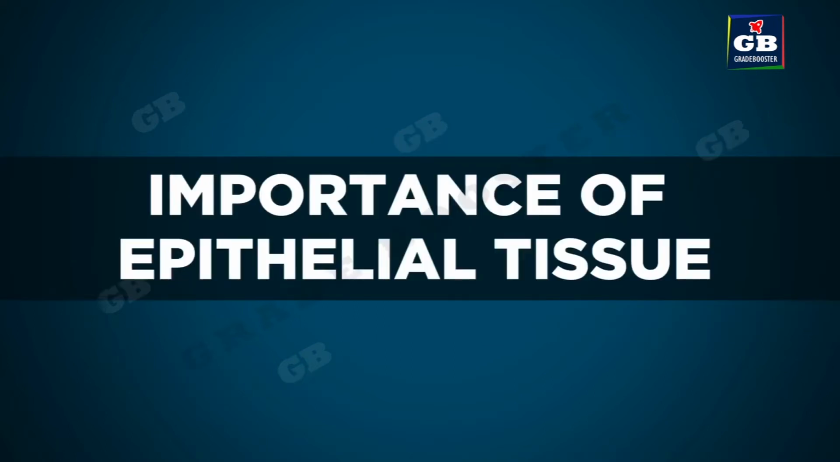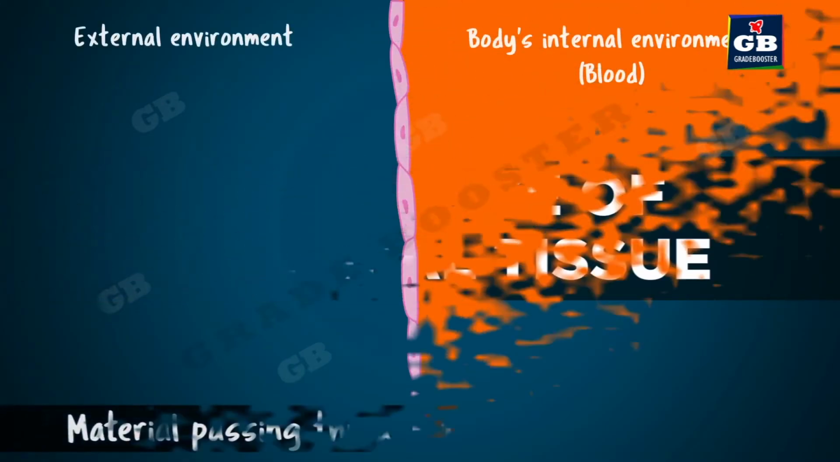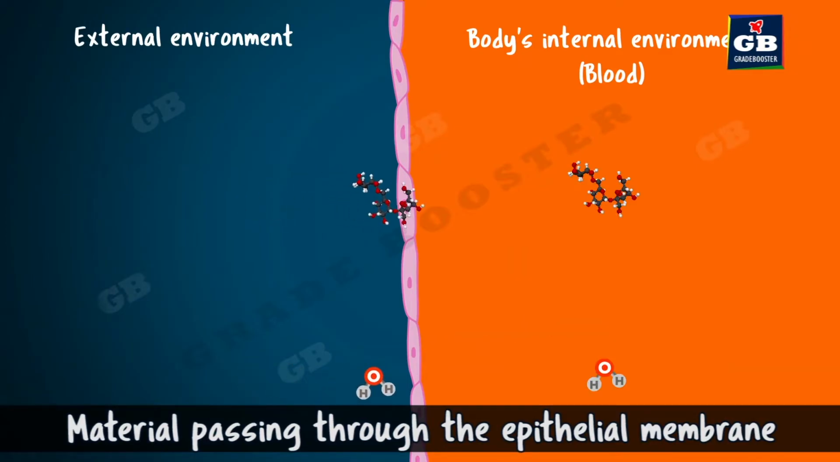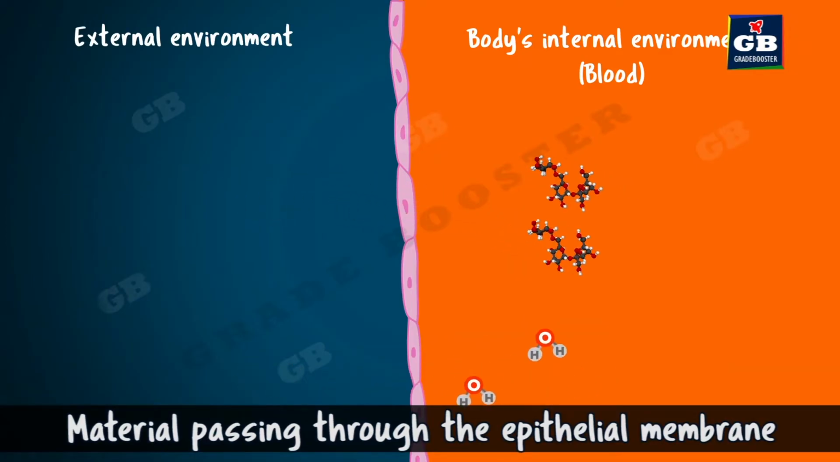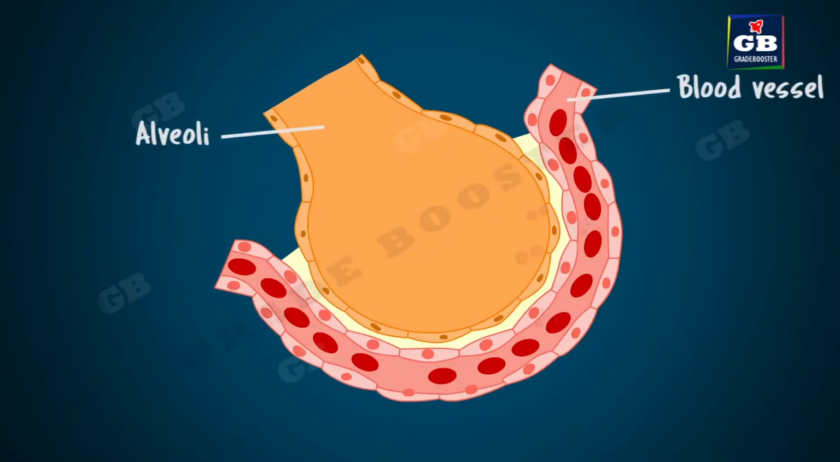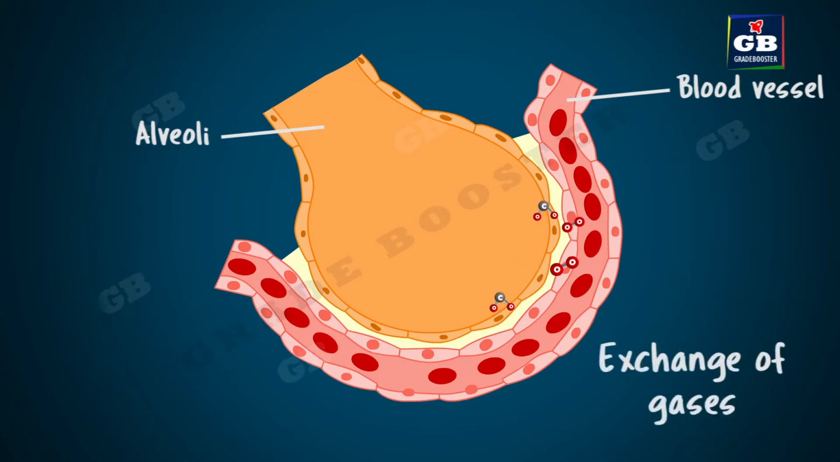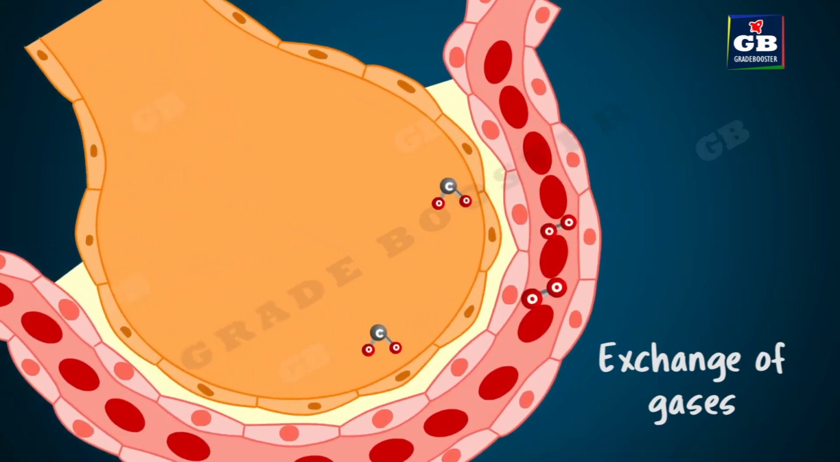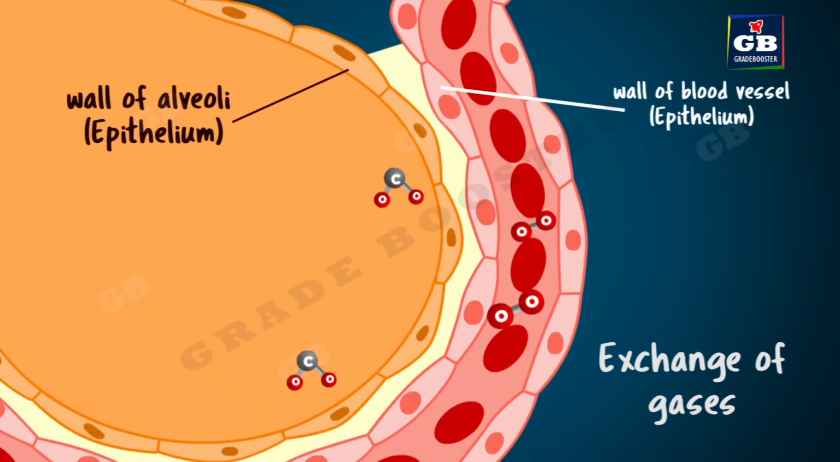Now let's see the importance of epithelial tissue. Anything from the outer atmosphere has to enter our blood, or anything that has to leave our blood should pass through the epithelium at least once. For example, alveoli is the part of lung where the exchange of gases takes place. Oxygen from the air that we breathe in enters the blood, and the carbon dioxide in the blood comes into the alveoli. So here the oxygen and carbon dioxide, they cross the walls of alveoli and blood vessel.